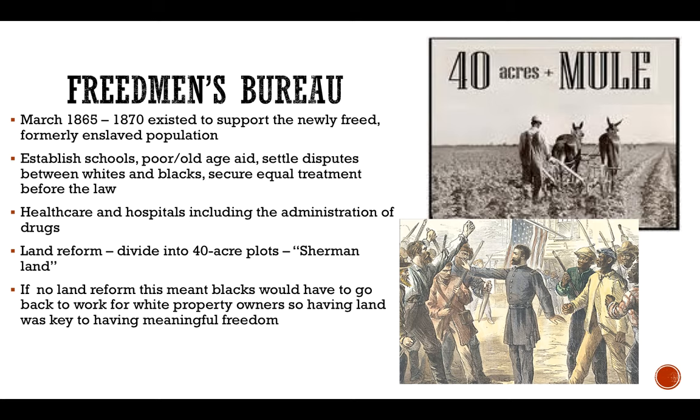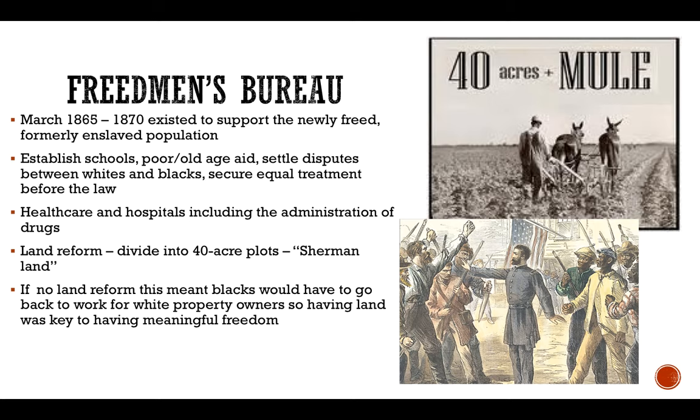Oftentimes, people weren't allowed to take others to court if they were African American and the person they were taking to court was white. The Freedmen's Bureau was attempting to be sort of a mediator in between. Healthcare and hospitals, including the administration of drugs, was extremely important as well. Many enslaved people had no access to medical treatment, and as a newly freed person, they also had limited access to the white hospitals and the white doctors. So there were special hospitals that were set up for them.